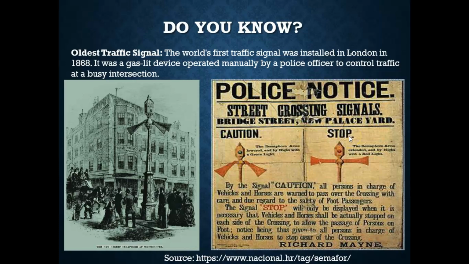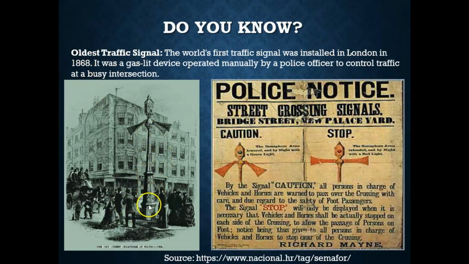Now, just a quick one that says, do you know that the world's first traffic signal was installed in London in 1868, and it was a gas-lit device operated manually by a police officer to control traffic at a busy intersection. So this is said to be the oldest traffic signal and the first traffic signal that was installed, and this happened in London in 1868.